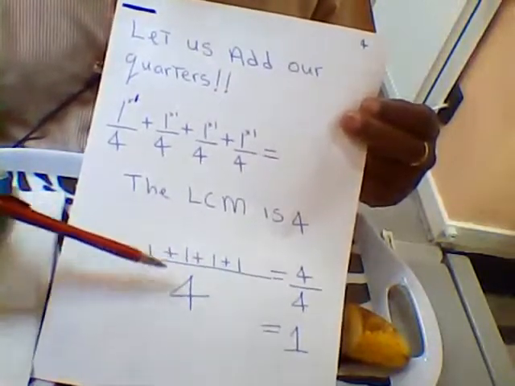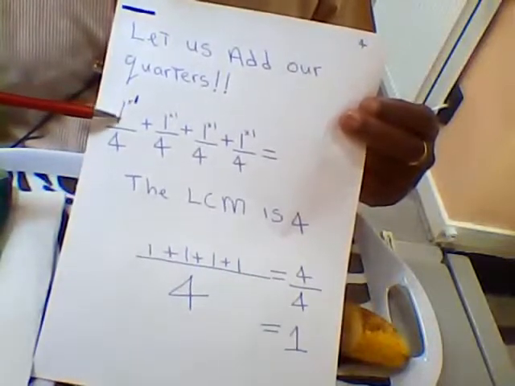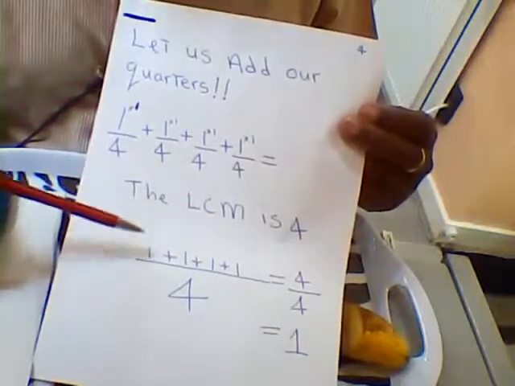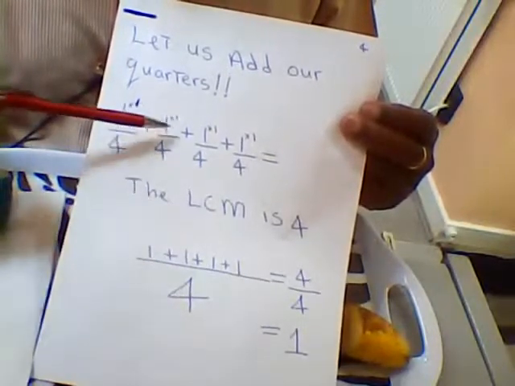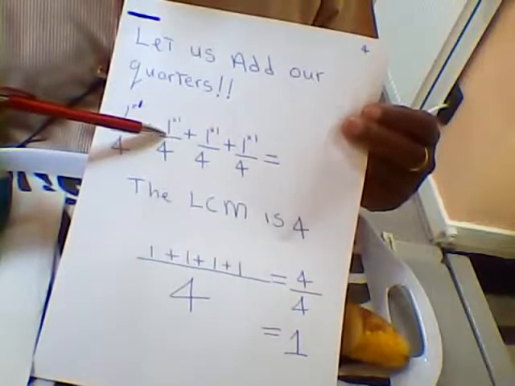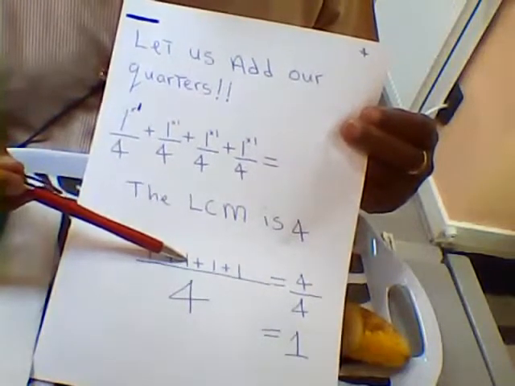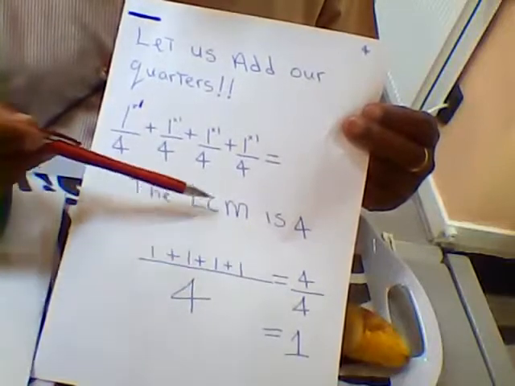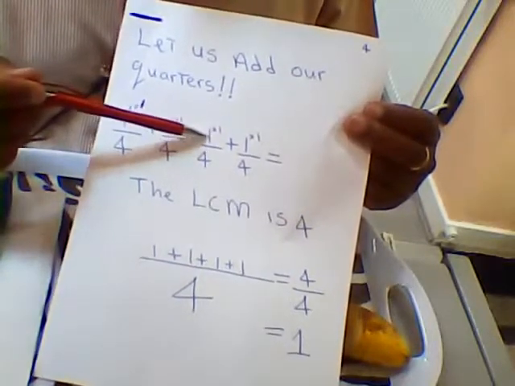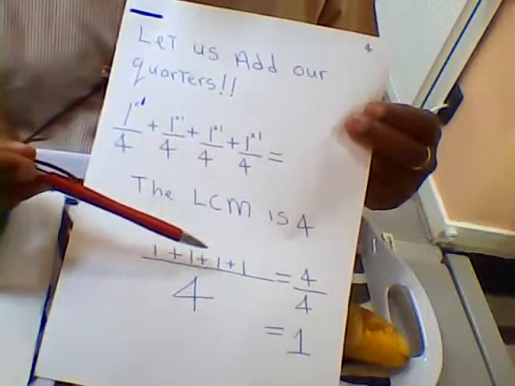So 4 into 4 goes once. 1 times 1 equals 1. 4 into 4 goes once. 1 times 1 equals 1. Again, 4 into 4 goes once. 1 times 1 equals 1.